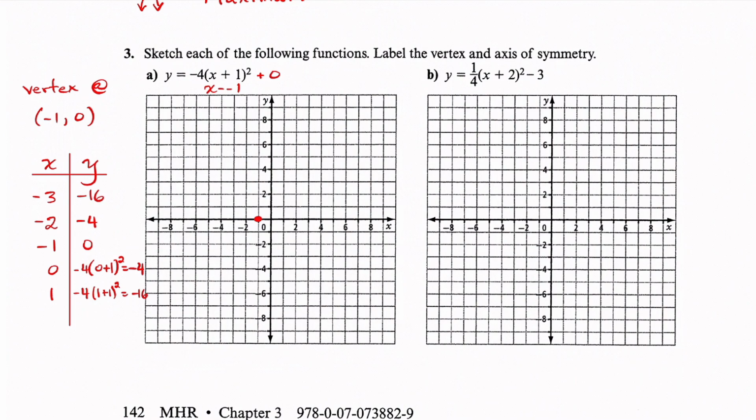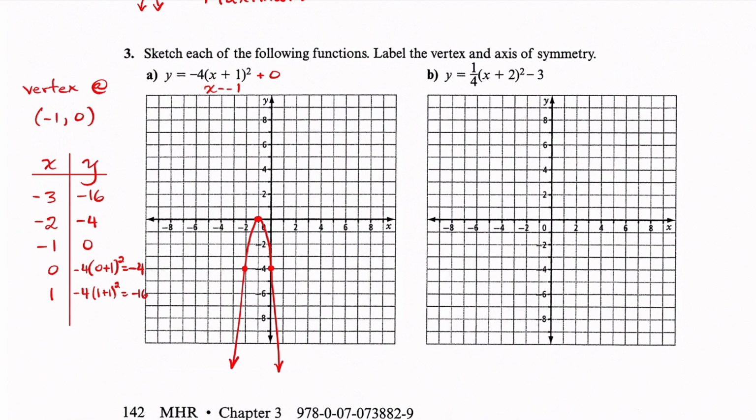So let's plot these two here first. At -2 we are down at -4, and then at 0 we are at -4. Okay, if I try to plot this point 1 and -16 and -3 and -16, the -16 is way down, so it's not going to fit on my graph. Okay, so I got all my points that I can, and then I can draw my parabola. Make sure you put your arrows on the end to show that the parabola just keeps going downwards.